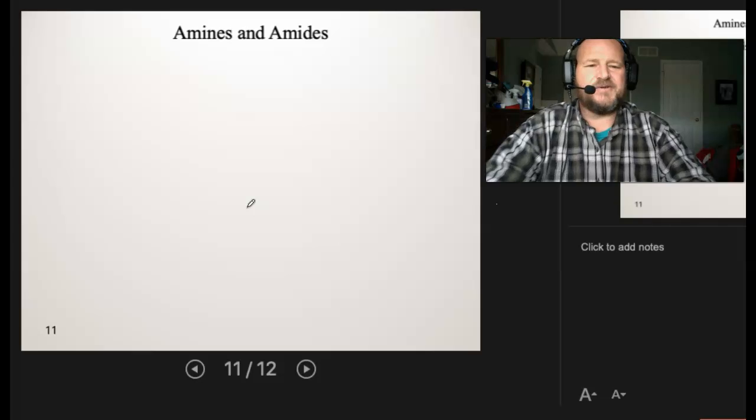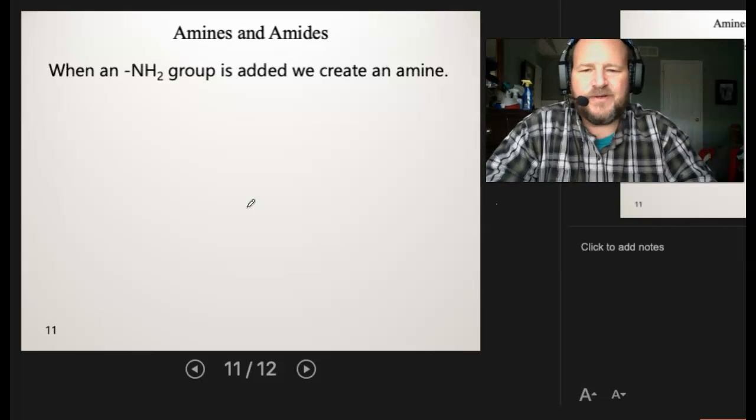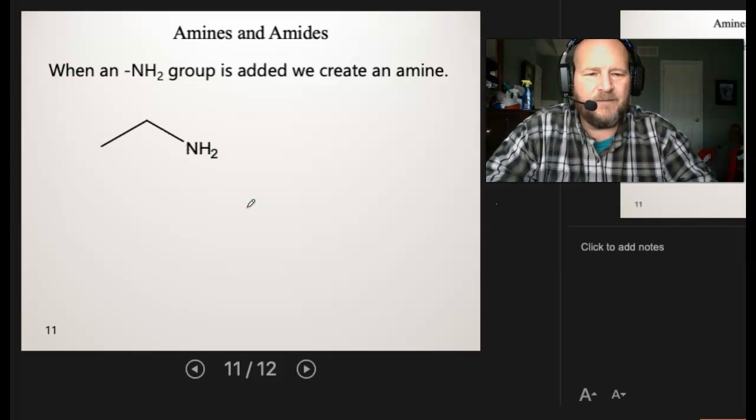All right, so our last 2 are the amines and the amides. If we have an NH2 group, we have an amine. So for instance, it's going to look a lot like the alcohol, except now it's a nitrogen in there instead of an oxygen. And so that would be an amine.